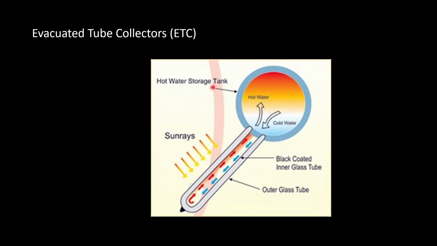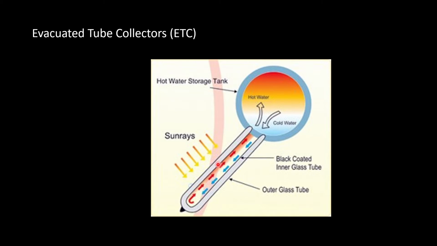Evacuated tube collectors, as the name indicates, have the space between the tubes evacuated. There are two sets of tubes: this is the inner tube and this one is the outer tube. We evacuate the annular space between these two tubes so that we can reduce the losses by convection and radiation.